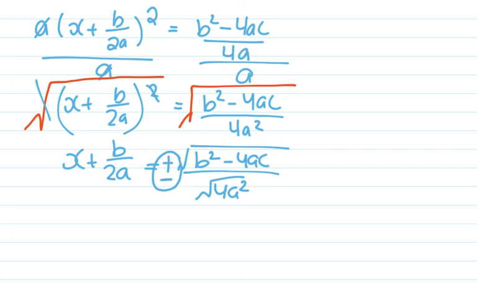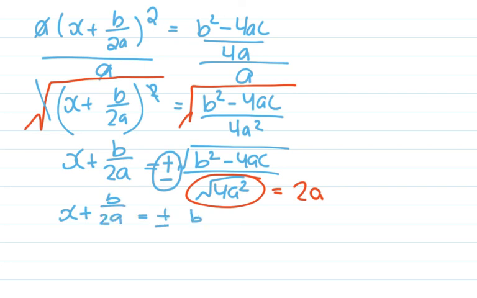Now, when I take the square root of the bottom here, the square root of 4 is 2, and the square root of a squared is a. So I'm going to have a 2a on the bottom over there. So now I have x plus b over 2a equals plus or minus the square root of b squared minus 4ac over 2a.